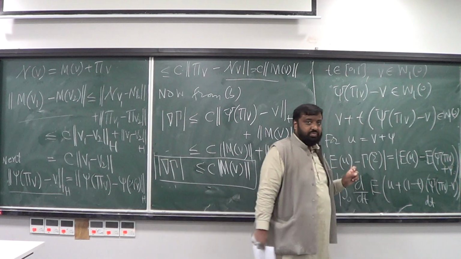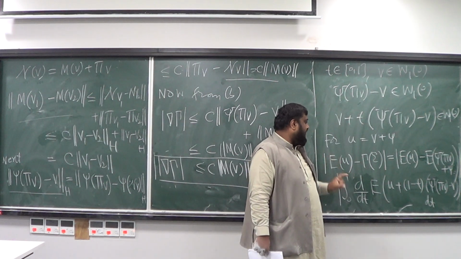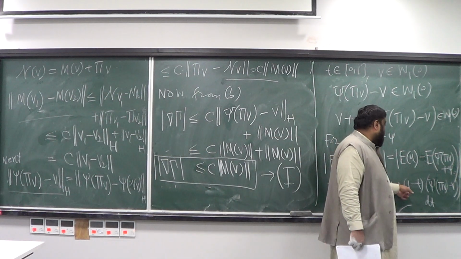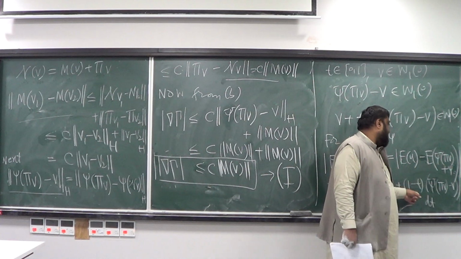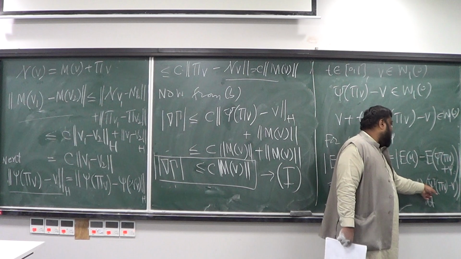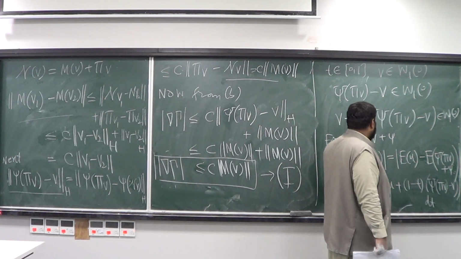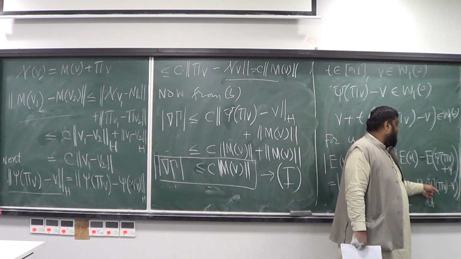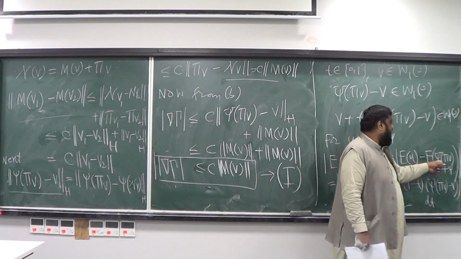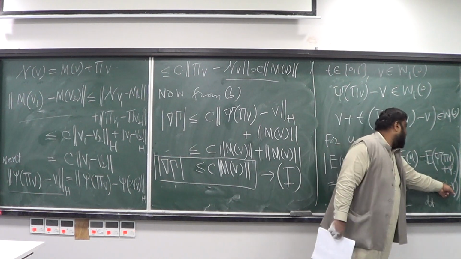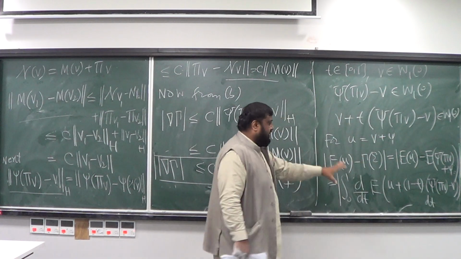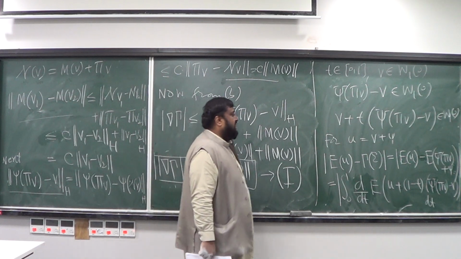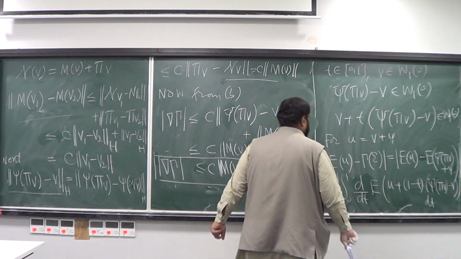When you evaluate this expression at t equal to 1, this term will go away and you're going to get E of u. And if you evaluate this term at t equal to 0, you're going to have 1 minus 0 times psi of pi v, so it's going to be u plus psi of pi v minus v. But u minus v is psi, so you're going to get psi of pi v plus psi. So this expression makes sense. By the fundamental theorem of calculus, I can write this expression as this.